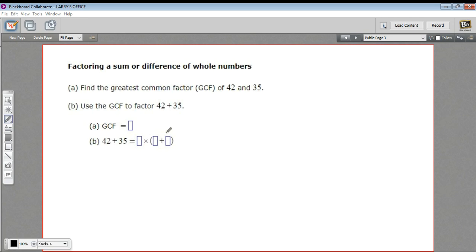In this problem, we are going to factor a sum of numbers. And we're going to do this in a couple of steps. We're going to try to find a greatest common factor of two numbers first. In this case, our numbers are 42 and 35. And then we're going to use that greatest common factor to factor this expression, 42 plus 35. So let me show you how this works.